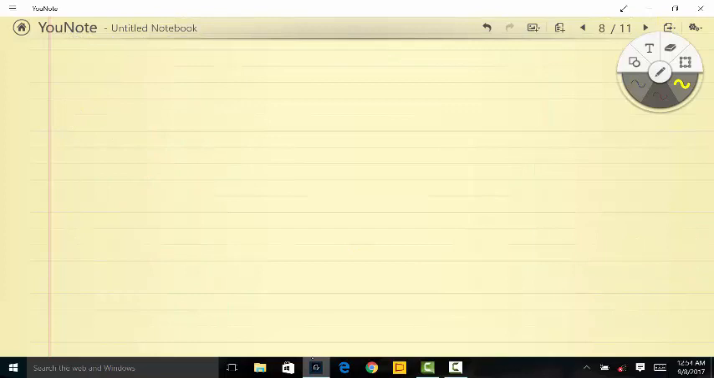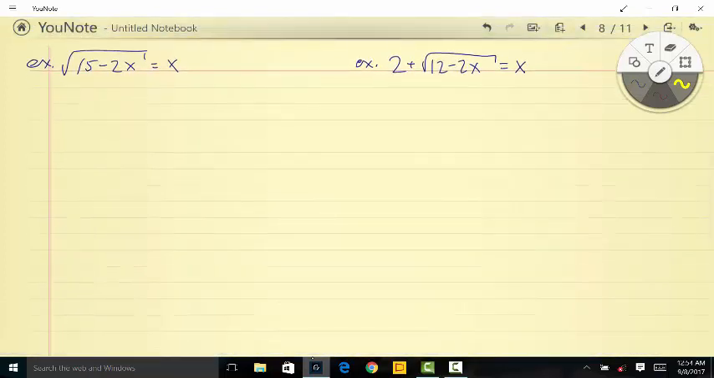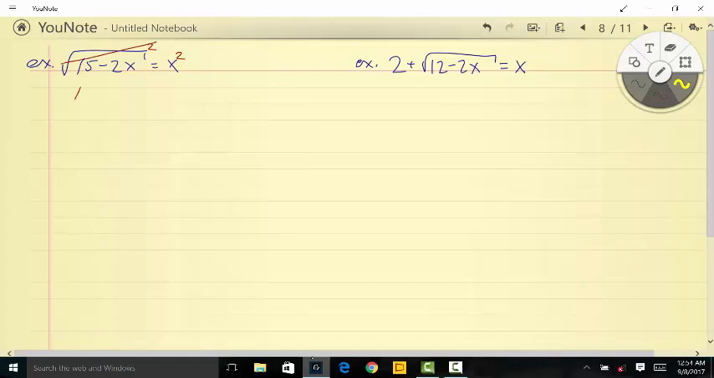And now we're just going to go over a few extra examples, 4 extra examples, where they get progressively more difficult. So in this one here, the radical is already isolated, so we're going to go straight to squaring both sides. We're going to get 15 minus 2x is equal to x squared. We're going to move everything to one side because we're dealing with a quadratic. And we get x squared plus 2x minus 15 is equal to 0.